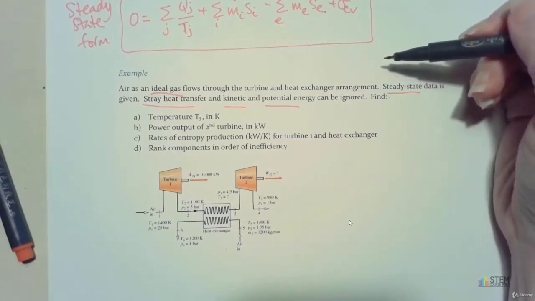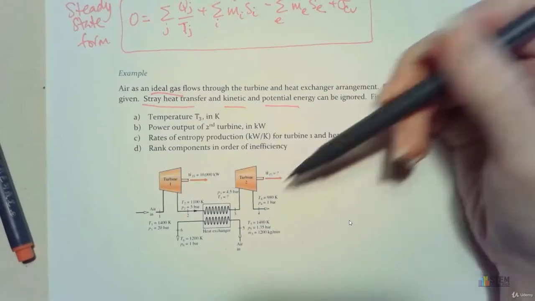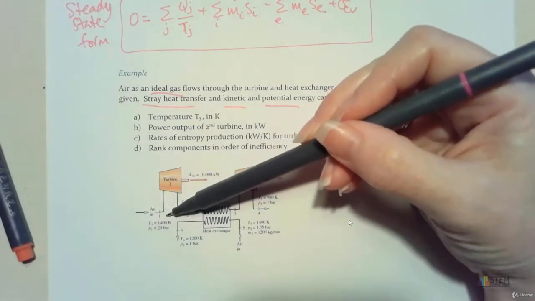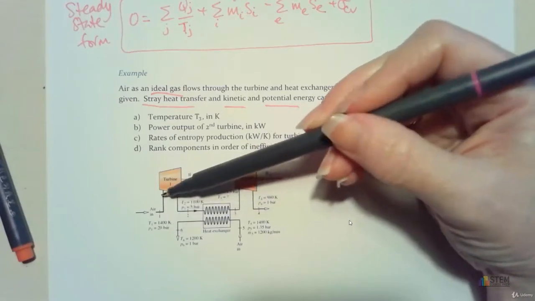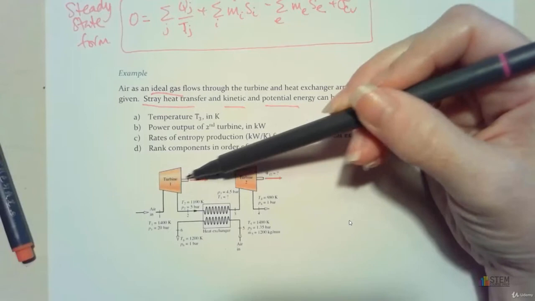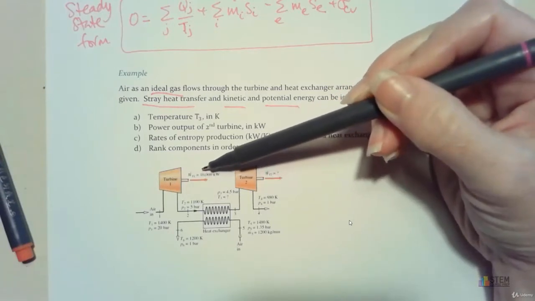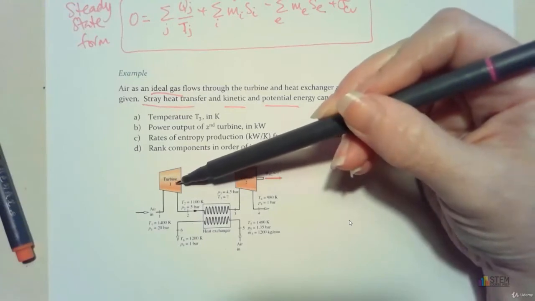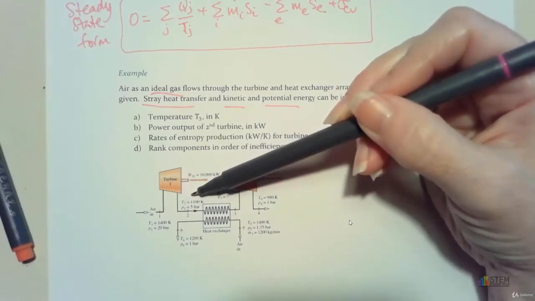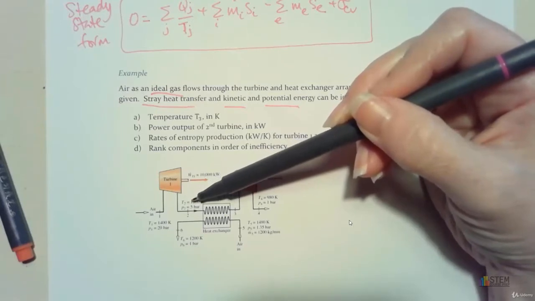Before we get started, let's look and see what's going on with this system. We've got air coming in at a temperature of 1400 kelvins, pressure is 20 bar. It goes through this turbine, it's going to spin those blades, power is going to be generated. That power output for this turbine is 10,000 kilowatts. Then air comes out, temperature is now reduced to 1100 kelvins, our pressure is also reduced to 5 bar.